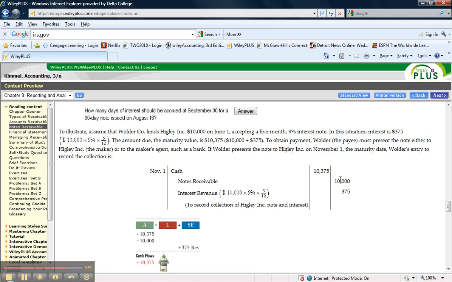So you have to be able to calculate the interest, and here in this example, they calculate interest like this to figure out 375 as the interest amount. So that's the amount of interest revenue that they record. I'll continue on the next slide.